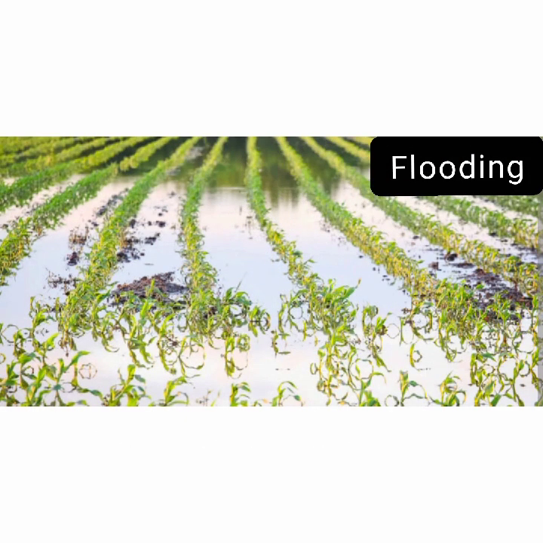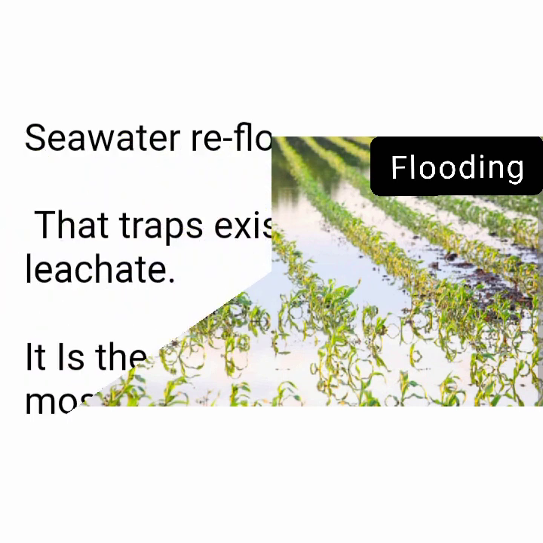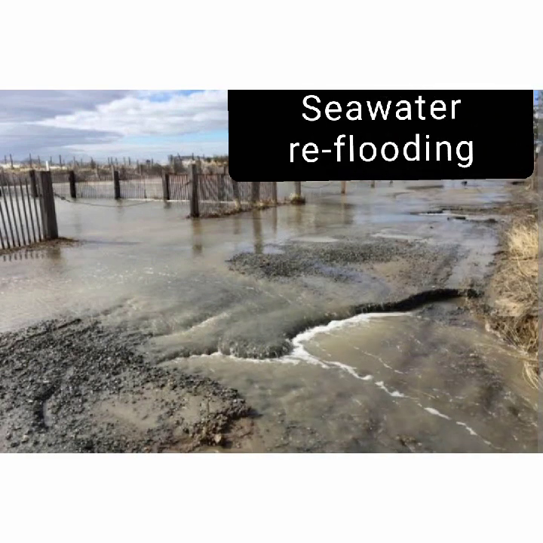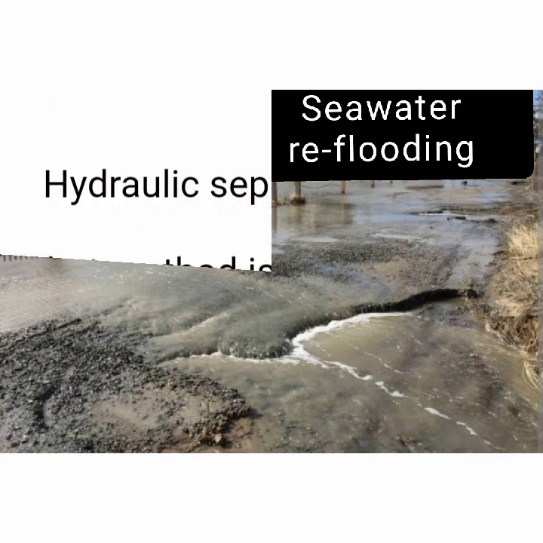Reflooding. This method is used to reduce acidity and to reduce the pyrite oxidation rate. Iron, manganese, sulfur, and nitrogen could be managed with this treatment. Next is seawater reflooding. This traps existing acid leachate. It is the most simple and cheapest method.